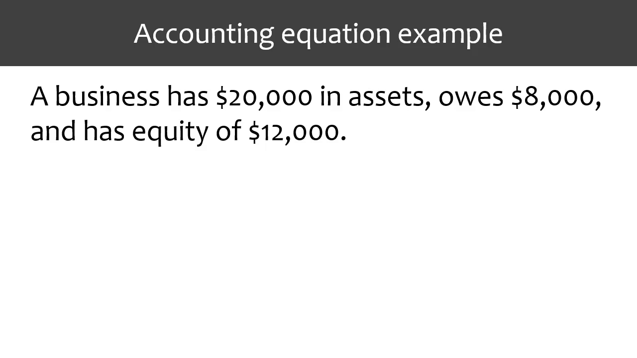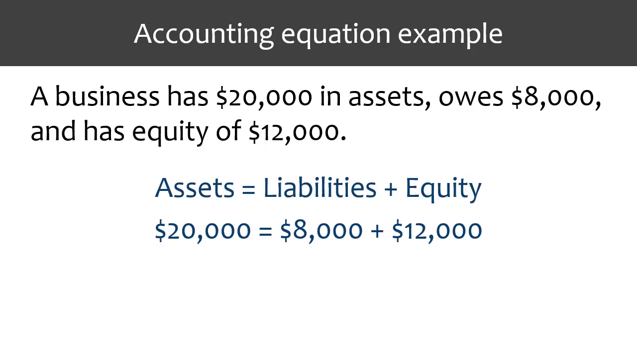Let's go through another example of applying the accounting equation. Our example set of facts will be that a business has $20,000 in assets, owes $8,000, and has equity of $12,000. The accounting equation is assets equal liabilities plus equity. We put the numbers into that equation and arrive at $20,000 equals $8,000 plus $12,000 for this company.